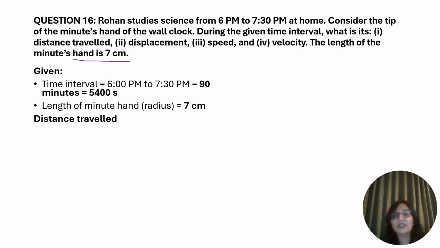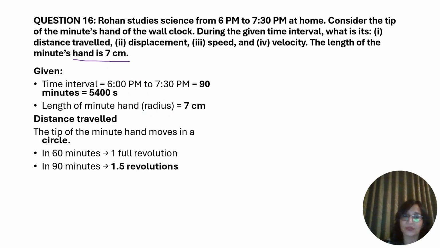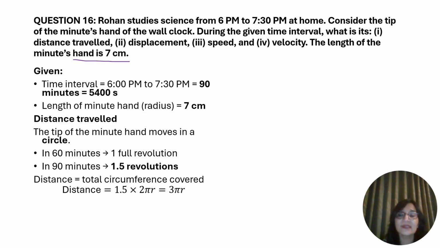So we need to calculate the first one, the distance traveled. The tip of the minute hand, how does it move? It moves in a circle, it moves round. So 60 minutes will be 1 full revolution, and in 90 minutes, it will be 1.5. So what is the distance now? Distance will be the total circumference covered. And what is the circumference of a circle? That is 2 pi r.